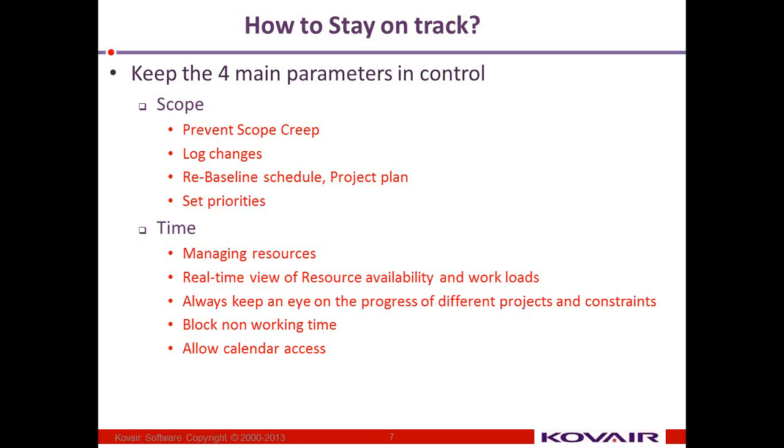And how to manage these 4 parameters? So we will go phase by phase. First is scope. We should try our level best to prevent scope creep. We should log each and every change that takes place within the scope. We should always rebaseline the schedule and the project plan. And we should keep on setting priorities based on the situation, based on the customer need.